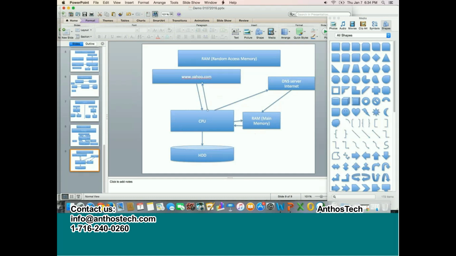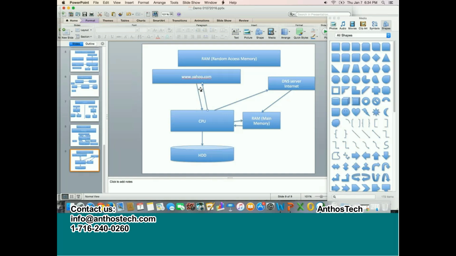All right. So now this is the path. The path of information travels all the way from the browser to the CPU to the DNS server to the internet to main memory and back to the browser. So this travel time for the first time becomes very high.